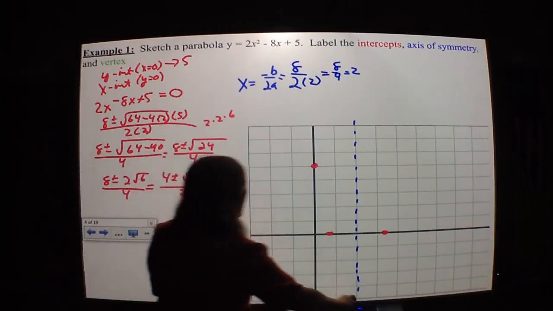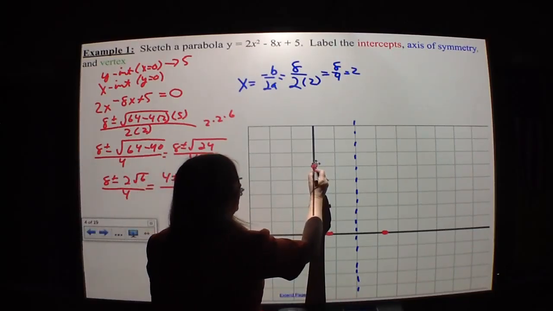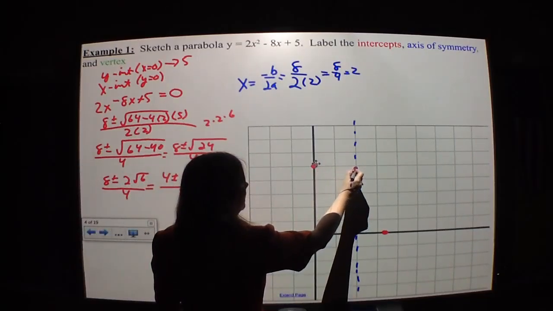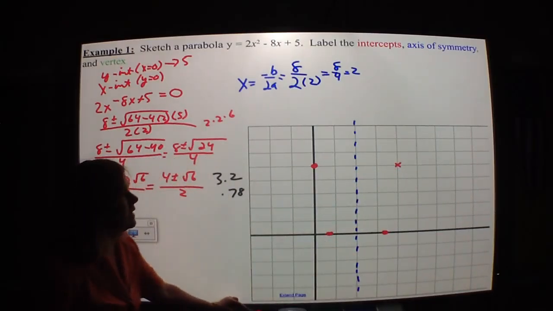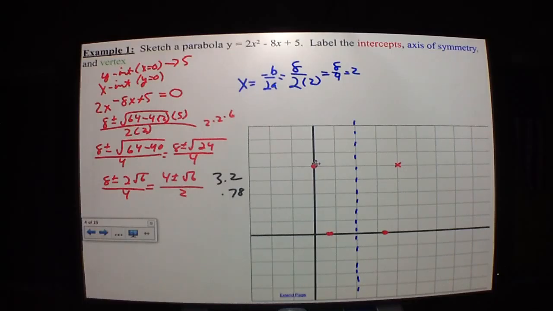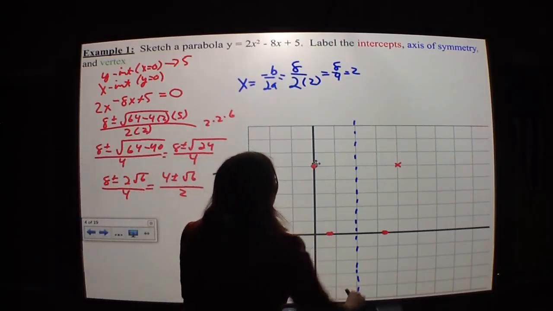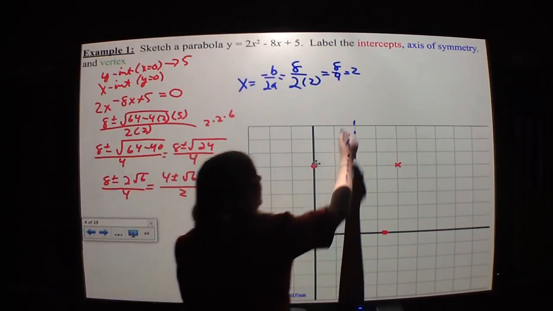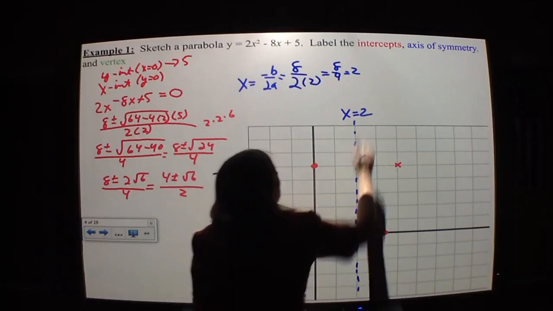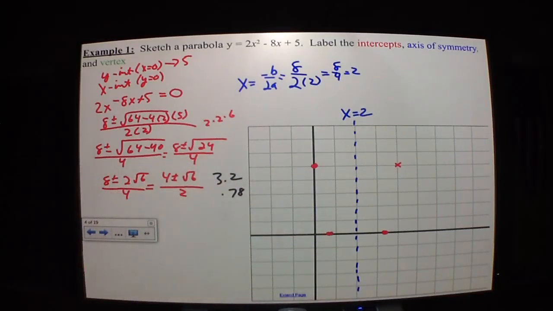Also, now if I know that point there is 2 over from the axis of symmetry, I know that there's a point right there because it's symmetrical. Okay? So my axis of symmetry, if I ask you what the axis of symmetry is on the test and you tell me 2, I will tell you you are wrong, because the axis of symmetry is the equation x is equal to 2. So that's what you would write.